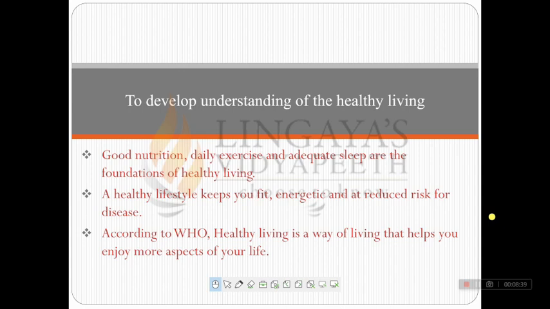For that, good nutrition is required, daily exercise is required, and adequate sleep is also required. All these factors are the foundation of healthy living. If you want a healthy, fit body, then you have to maintain the healthy lifestyle, which will keep you fit, energetic, and which will also reduce the risk of getting disease. So, according to WHO, also, healthy living is a way of living which helps you enjoy more aspects of your life. For that, good nutrition is required.